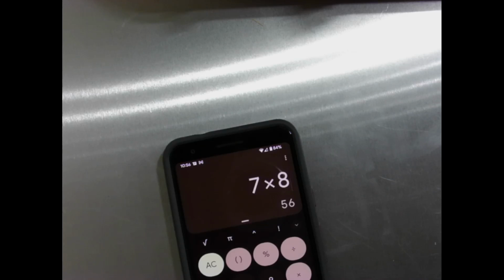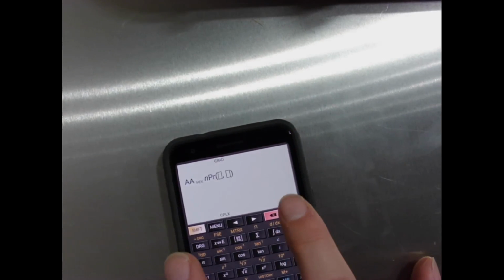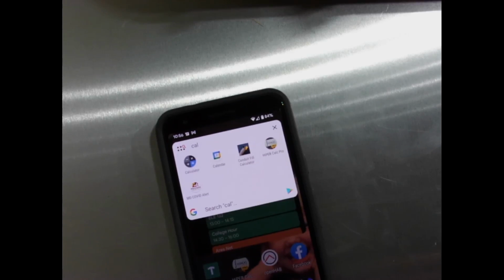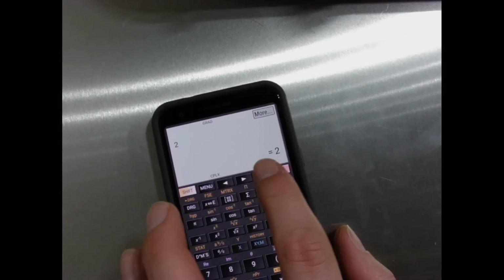I didn't like not being able to see what I typed in, because I don't know if I did it right. So that is why I moved to HyperCalc, because I would do 7 times 8 here. Even if I hit enter, it shows me equals 56. It shows me my original formula. I'm happier.